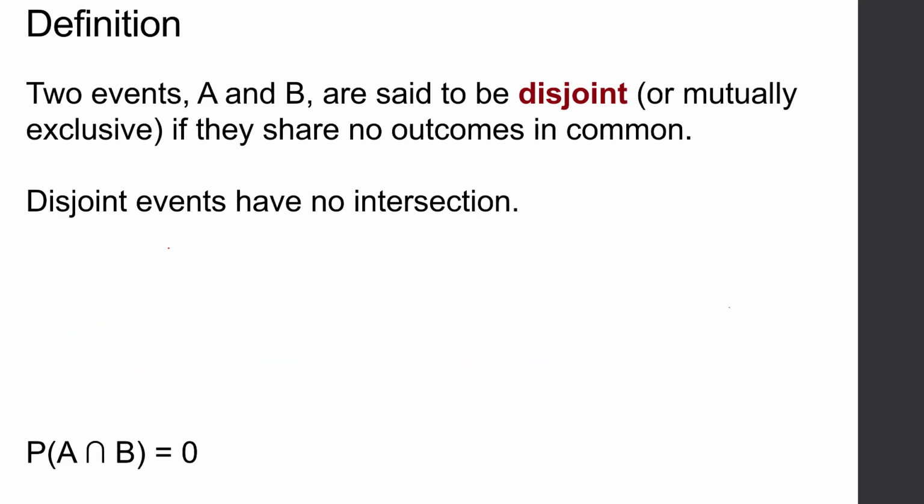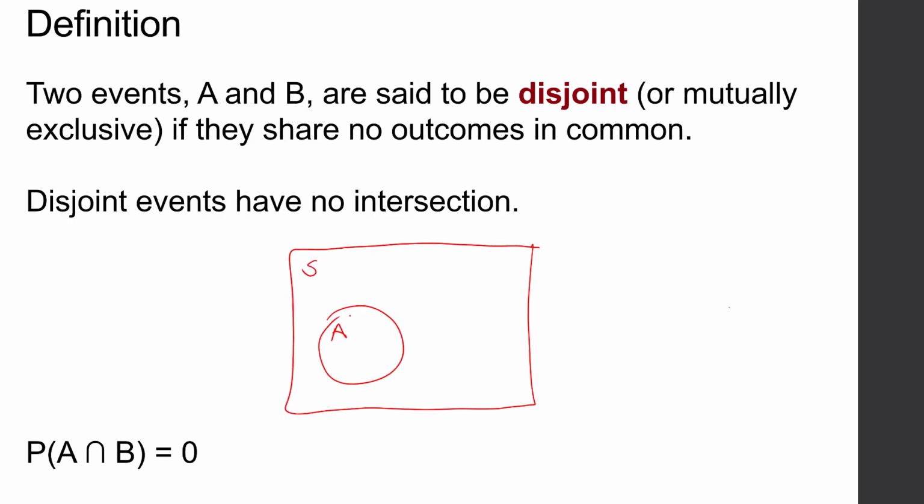All right, so two events, this is a definition, A and B are said to be disjoint or mutually exclusive if they share no outcomes in common. That means they don't have an intersection. So in my Venn diagram, the way that I would draw that is circle A and circle B would not overlap. So the probability of their intersection, of A and B intersecting, is 0. So that's what it means to be disjoint. That's kind of like a property that you can picture. It's like a physical property that is pretty easy to picture.